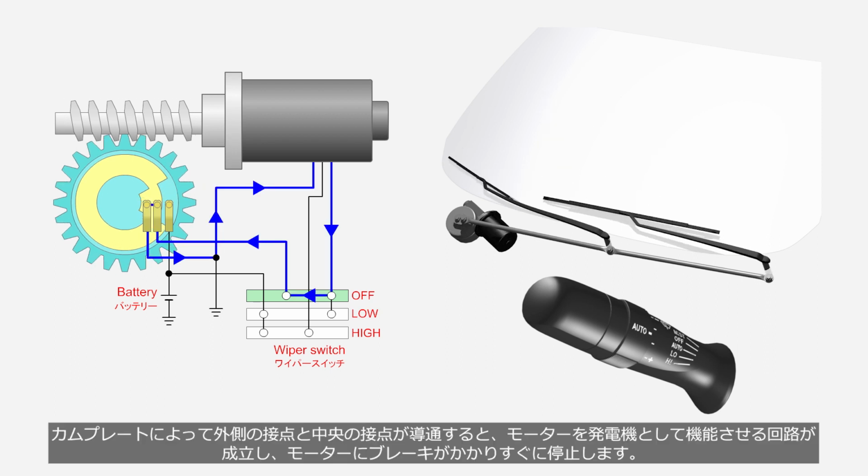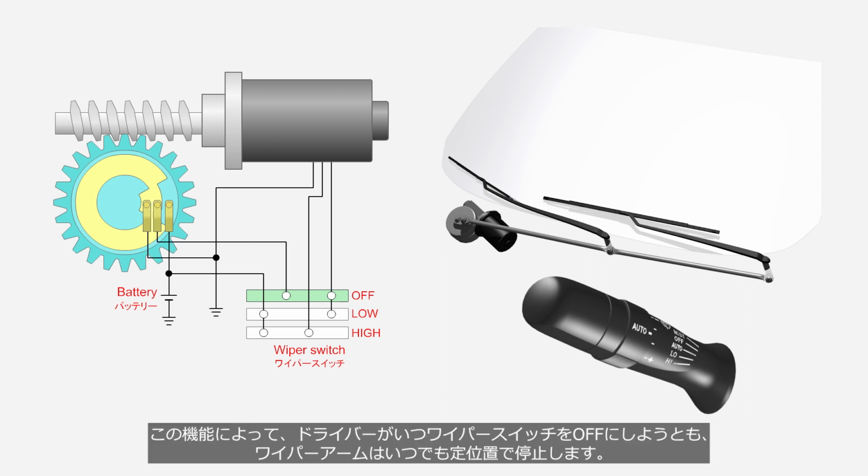When the central contact point and inner contact point are connected by the cam plate, a circuit is established to operate the motor as a generator, applying brakes to the motor and bringing it to an immediate stop. Thanks to this function, regardless of when the driver turns the wiper switch off, the wiper arms will always come to a stop at the home position.